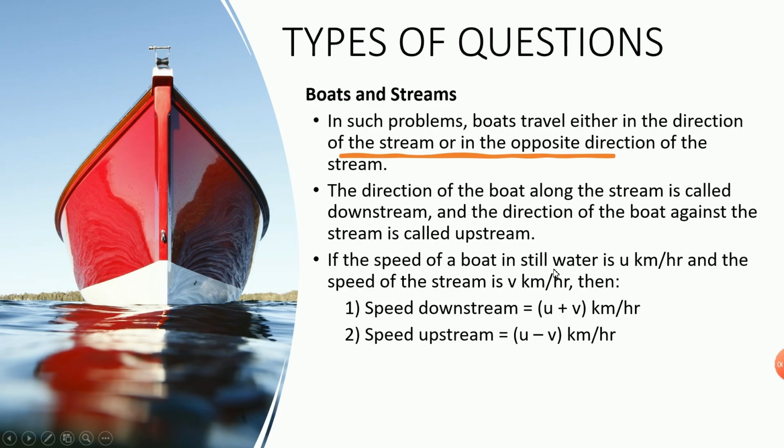If the speed of a boat in still water is u kilometer per hour and the speed of the stream is v kilometer per hour, then speed downstream equals u plus v. Speed upstream equals u minus v. So that's the difference, understand it well. Here u always comes first. So when calculating the upstream value, don't make the mistake of writing v minus u. That is the difference.